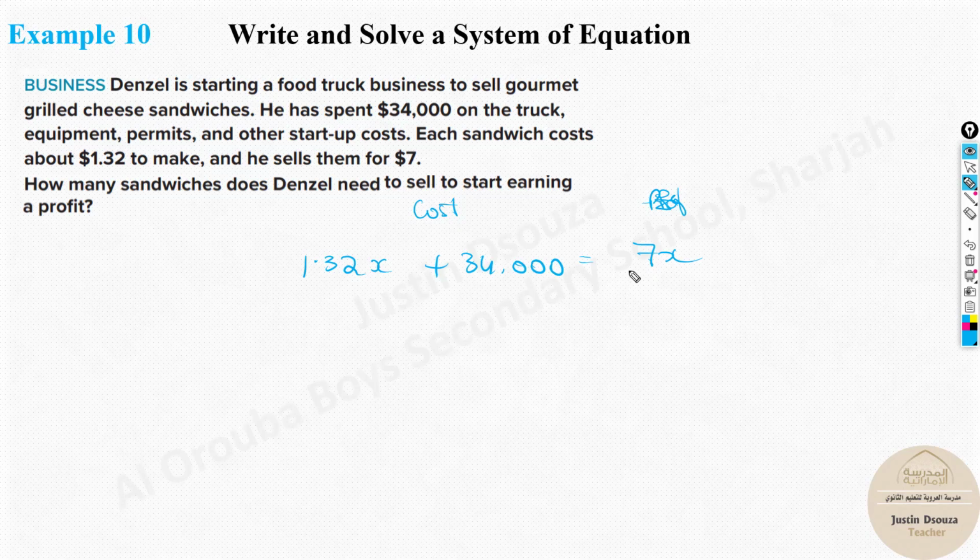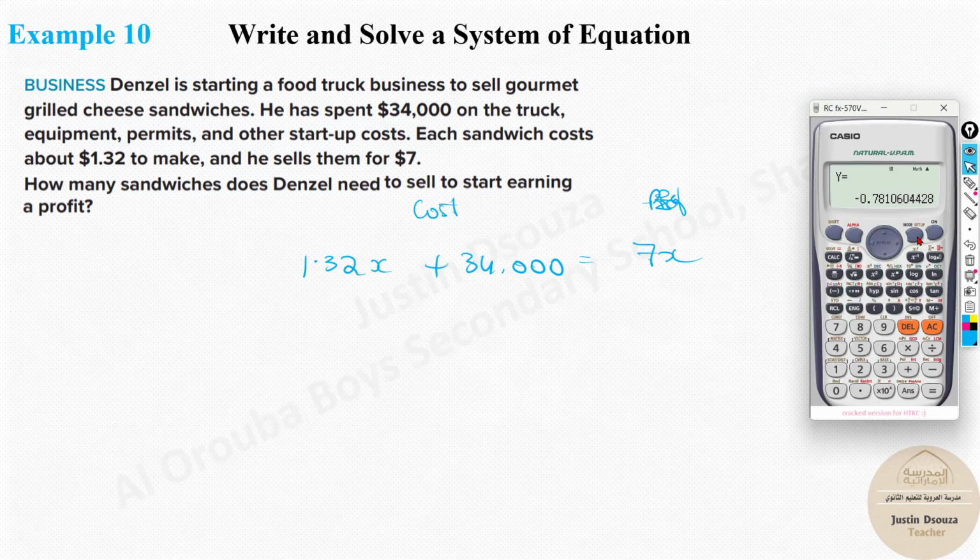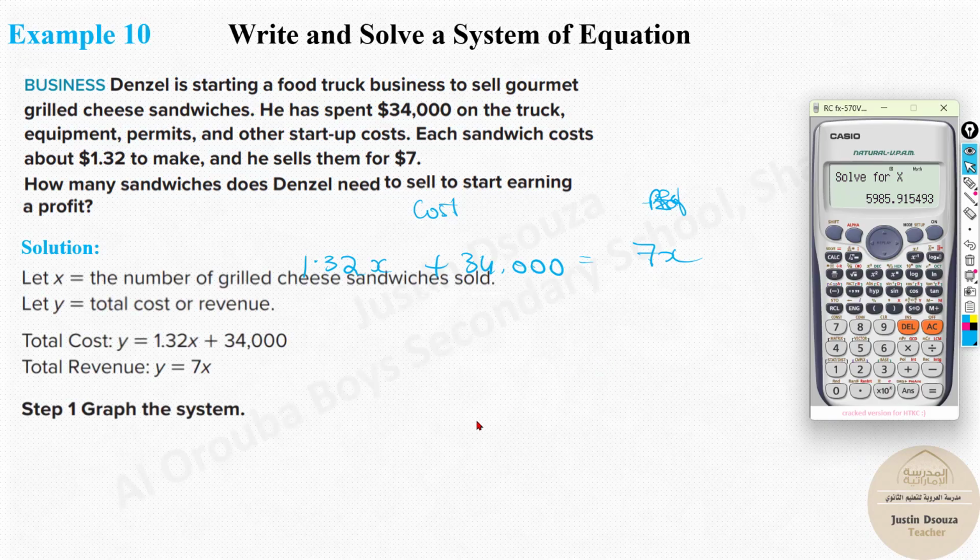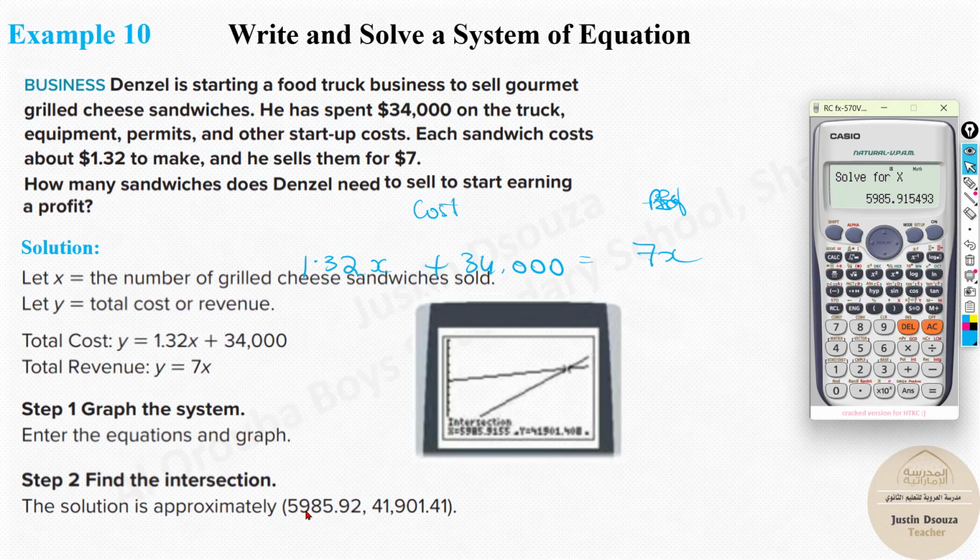Okay? You can just put it in the calculator now. Here, you can just type it out 1.32x, or you can simply solve it as well. It's a simple equation. Plus 34,000 equals 7x. All you need to do is press shift and solve, and you will get the answer. It is when he sells nearly 6,000 sandwiches. You can see that, 5,985.92.